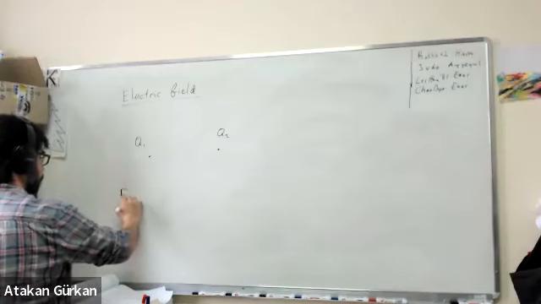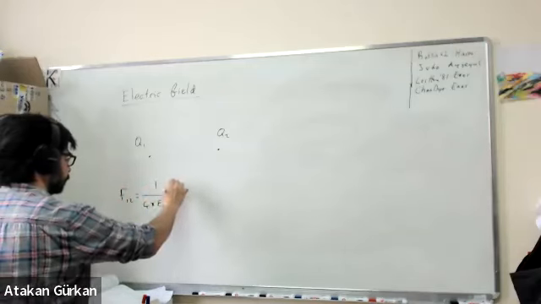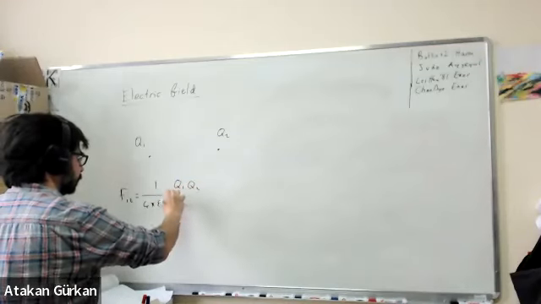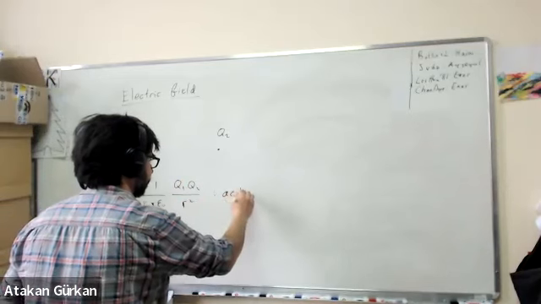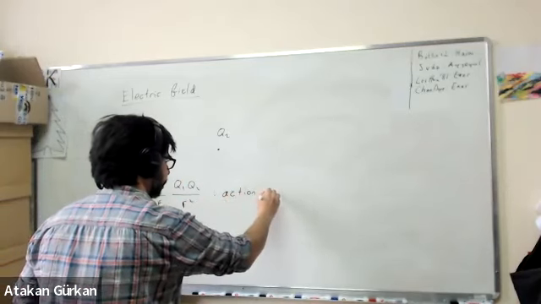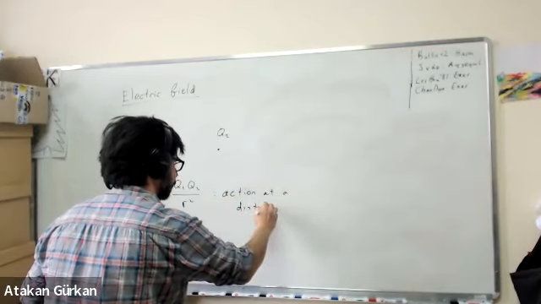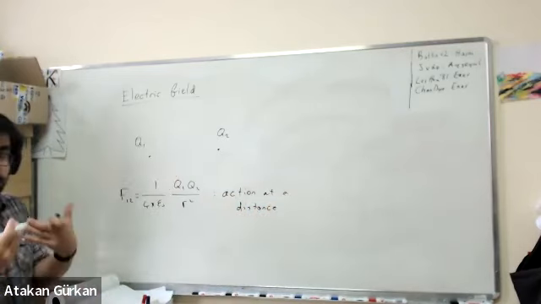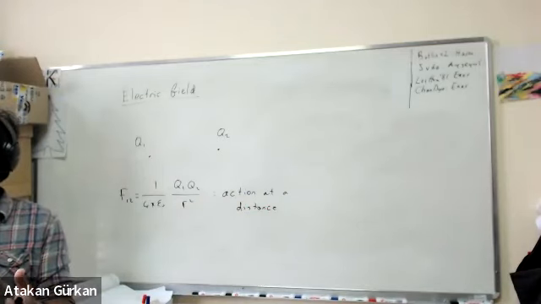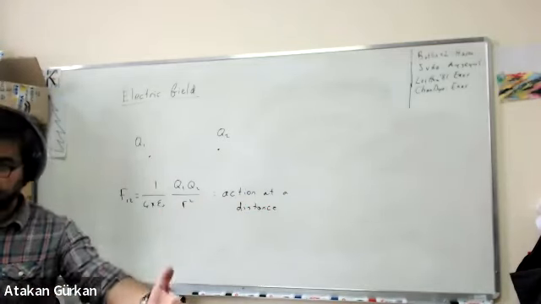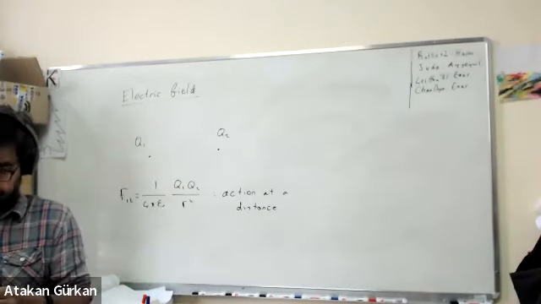So this F12, Q1, Q2, over R squared, is action at a distance, meaning the influence is not immediate. It's not just next to the object. The object that's influencing the other object is at a distance, which is somewhat hard for people to accept.